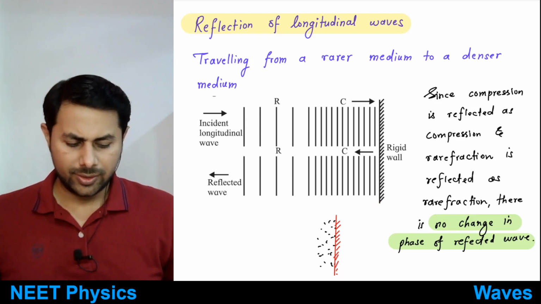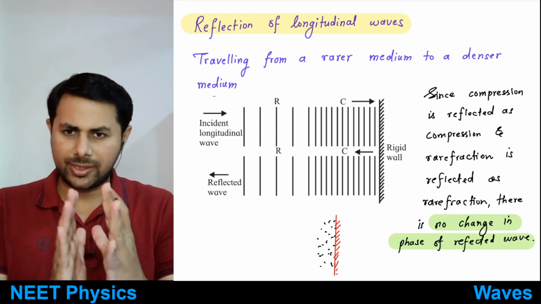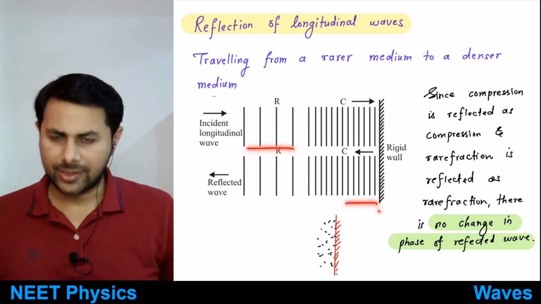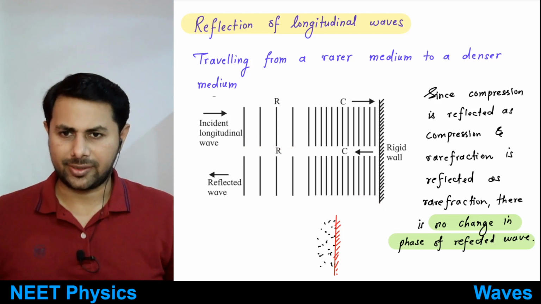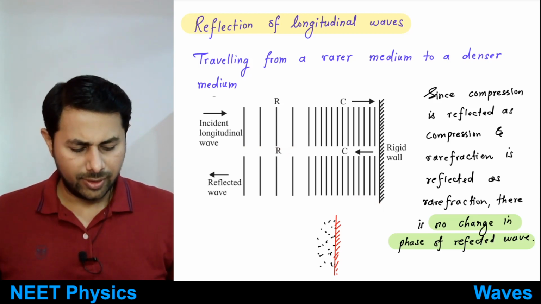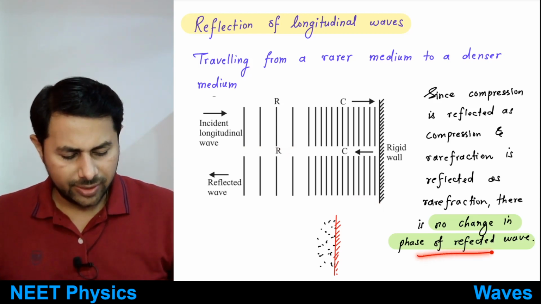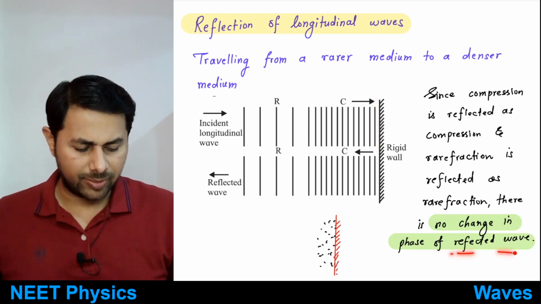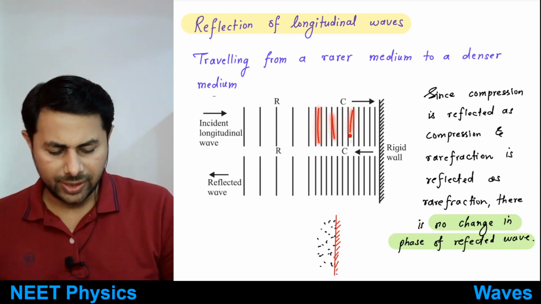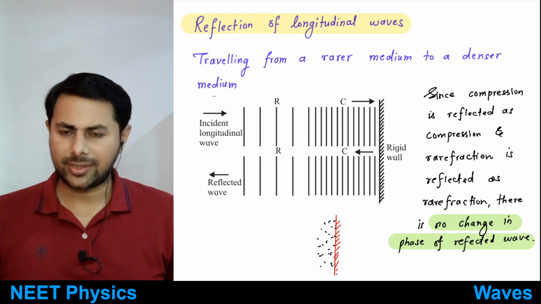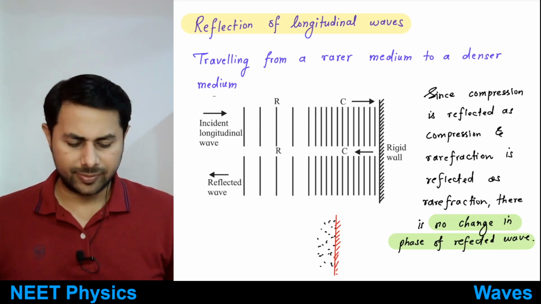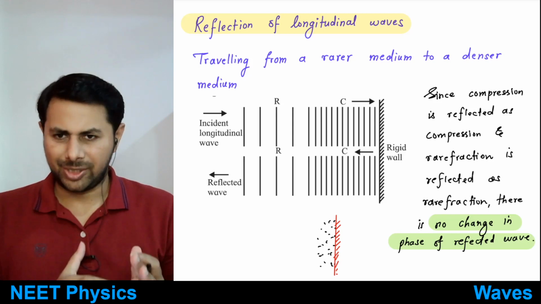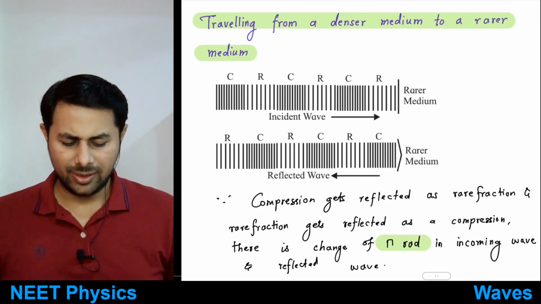Okay, so if there is a compression, it gets reflected as compression, and if there is a rarefaction, it gets reflected as a rarefaction. Okay, so there is no change in phase of the reflected wave. We need to remember this. There would be no change in phase of the reflected wave as compression gets reflected as a compression and rarefaction gets reflected as a rarefaction. Okay, this is contrary to the transverse wave hitting the denser medium, right?